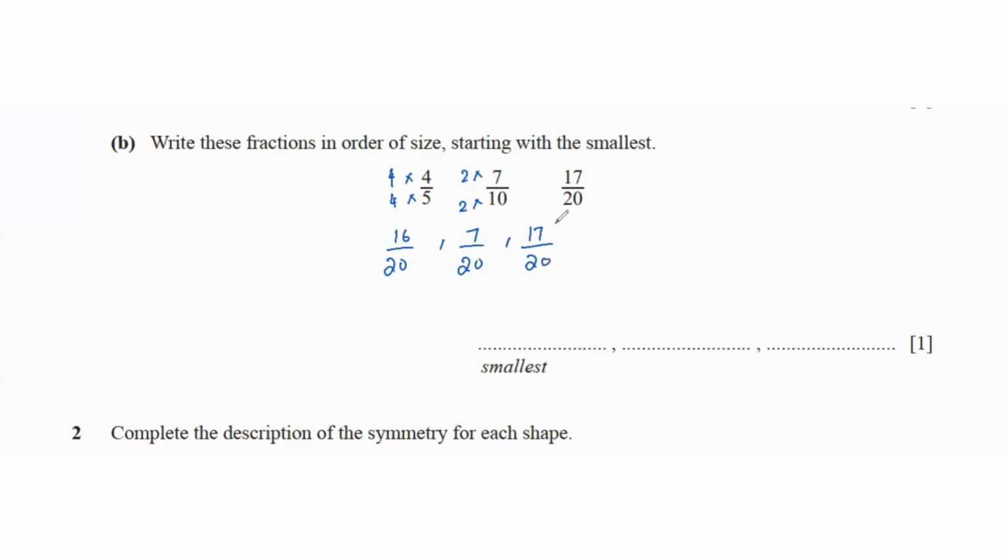Now if we compare these, smallest is 7 over 20, which is 7 over 10. Next we have 16 over 20, which is 4 over 5. And greatest is 17 over 20.